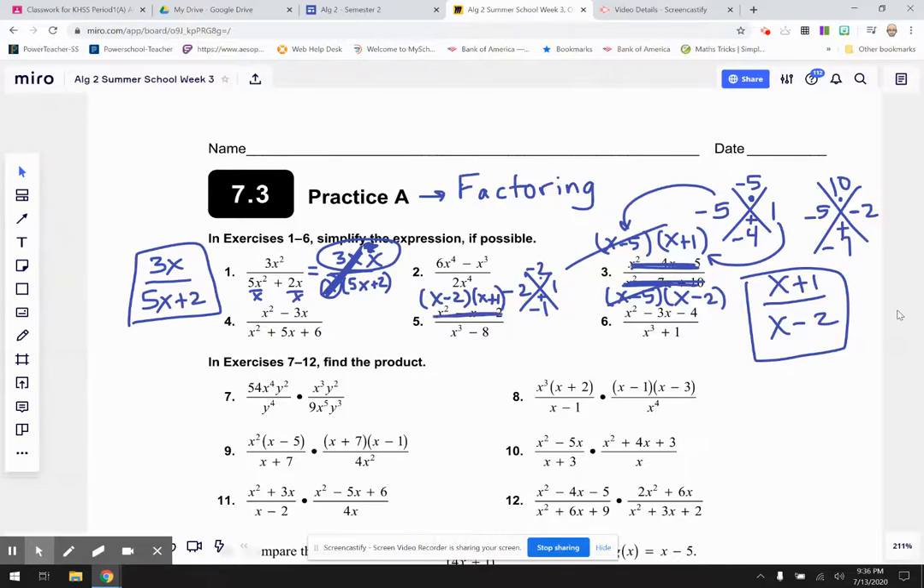Now the bottom part is a difference of cubes. You might remember that one, you might not. This is x times x times x, and this is 2 times 2 times 2. Now there is a formula for difference of cubes. You're going to take your first one, minus the second one, and then you've got your first one again, and then you combine the 2 and the x, and then you have 2 squared, which is 4. Sorry, we can put 4 there.